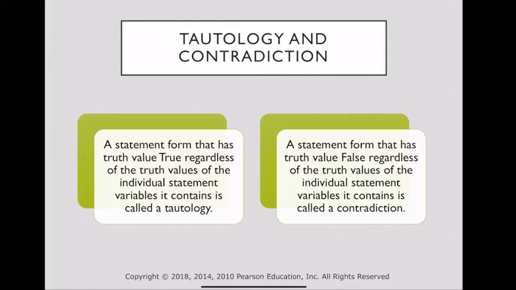A statement form that has a truth value of true, regardless of the truth values of our initial statements, is called a tautology. So that's a combined statement where everything is true. Friendly reminder that a contradiction is a statement form that has a false truth value, regardless of the truth values of our initial statements.